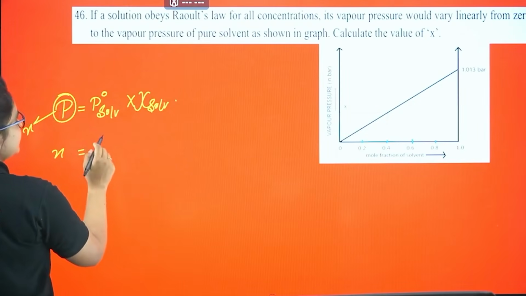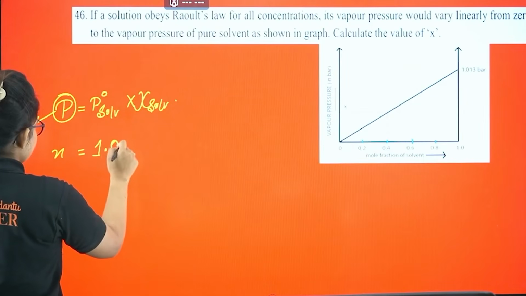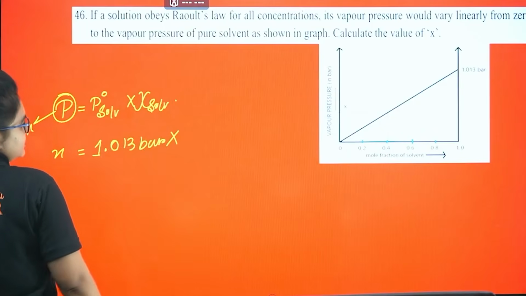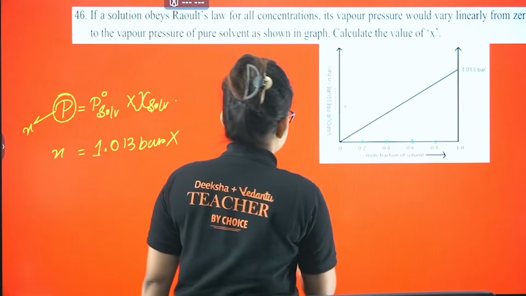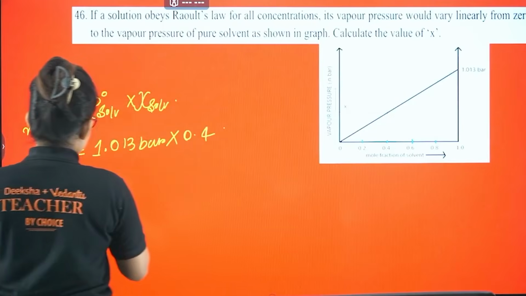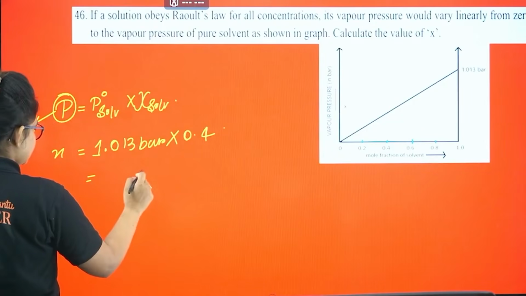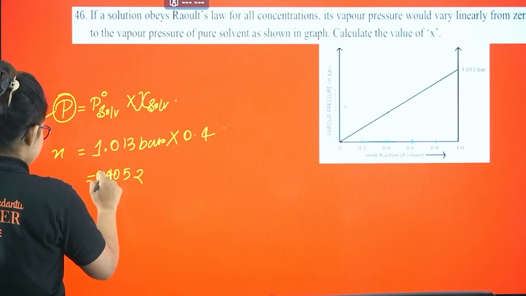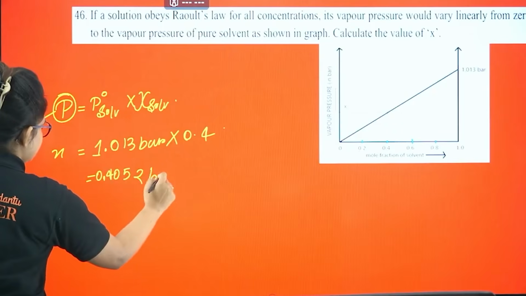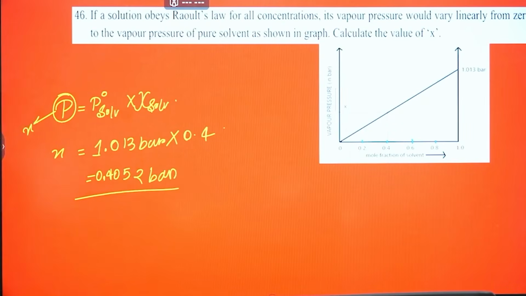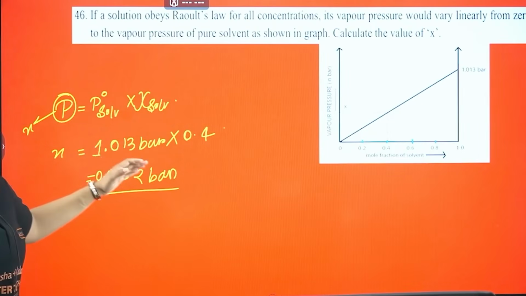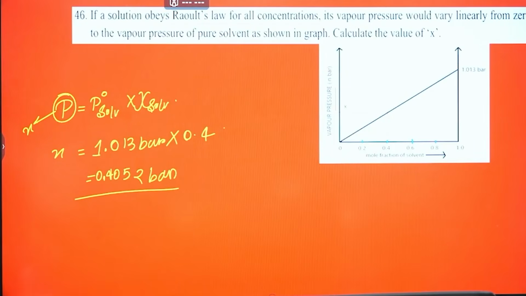In a normal case it should be atmospheric pressure, right? 1.013 bar, into the X value, which we can put from the graph itself, that is 0.4. So if you calculate this, it should come out to 0.4052 bar. That's it. This is your answer. Here the main thing is you just have to write down this atmospheric pressure by yourself. Otherwise it's a very simple numerical. Okay, I guess this is clear to you.